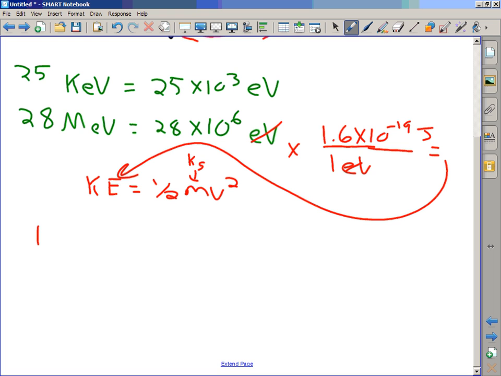Multiply by the 1.6 and then you have your answer. Yeah. 1 eV equals 1.6 times 10 to the negative 19 joules, right? So if you go from eV to joules, you multiply by 1.6 times 10 to the negative 19. If you go from joules to eV, divide by 1.6 times 10 to the negative 19. Okay? And that'll let you get back and forth between those.